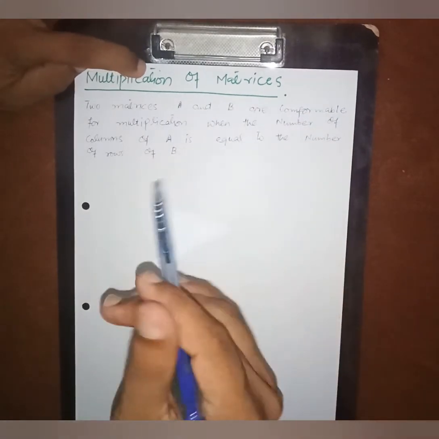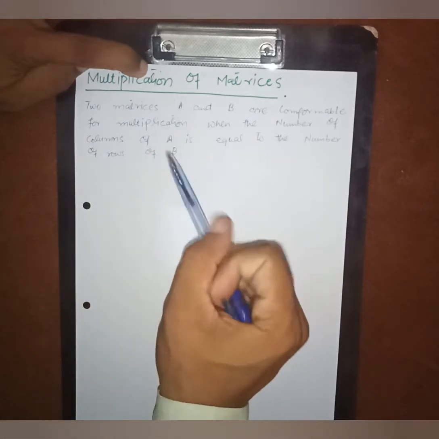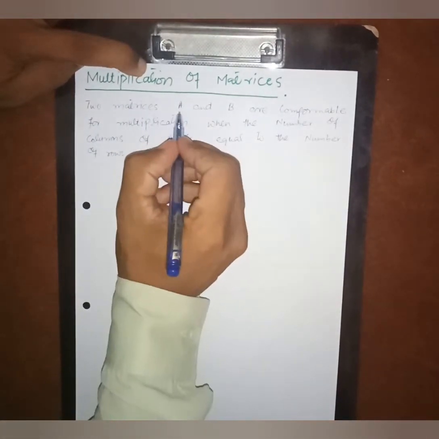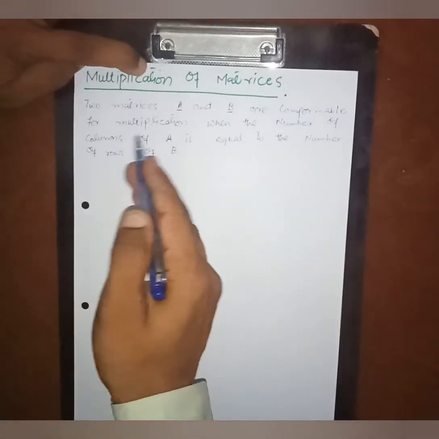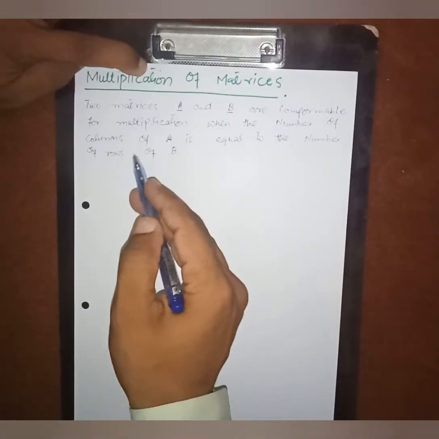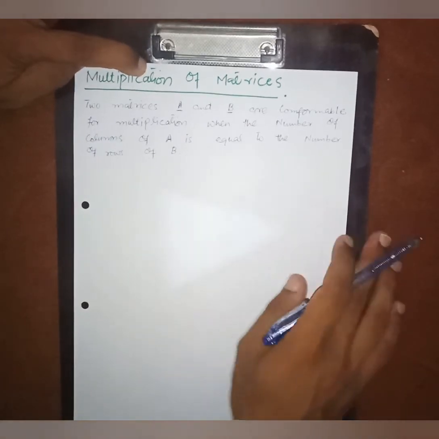First of all you have to read this: two matrices A and B. Suppose we have two matrices A and B. They are conformable for multiplication when the number of columns of A is equal to the number of rows of B.